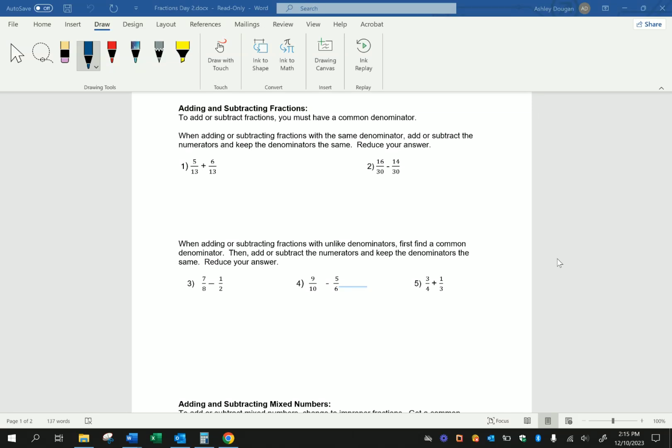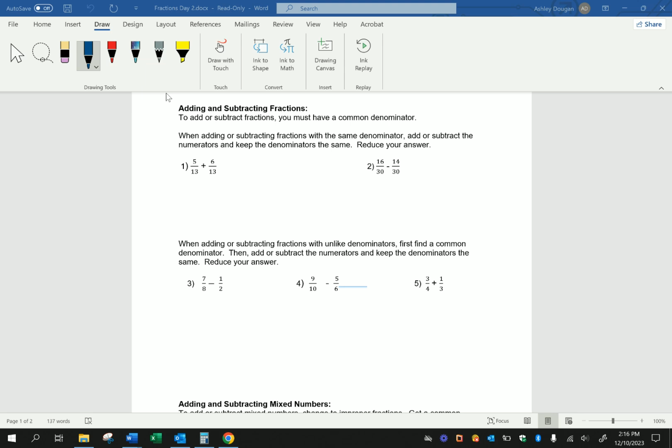We are going to be looking at how to add and subtract fractions and mixed numbers. When you're adding or subtracting fractions, you want to make sure that you have common denominators. You want the bottom numbers to be the same of the two fractions. As long as the denominators are the same, for example, in number 1, what you're going to do is either add or subtract the numerators, and then we keep the denominator the same.